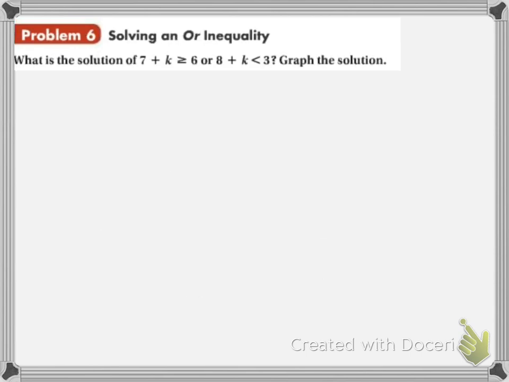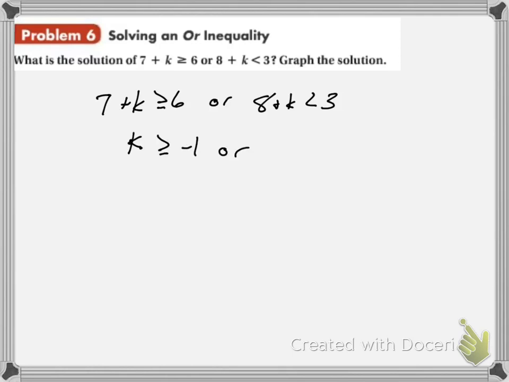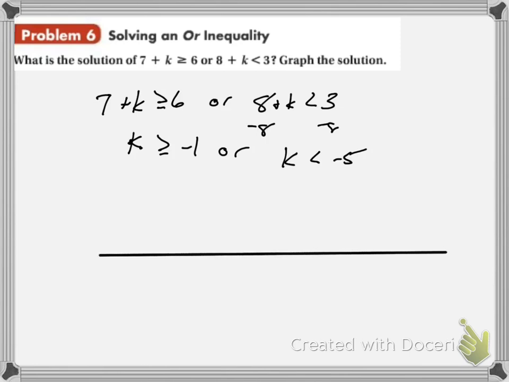What about an or? Same principle, 7 plus k greater than or equal to 6, or 8 plus k less than 3. Subtract 7, I get k greater than or equal to negative 1, or subtract 8, k is less than negative 5. So the or makes a big difference, especially when we're graphing this thing.